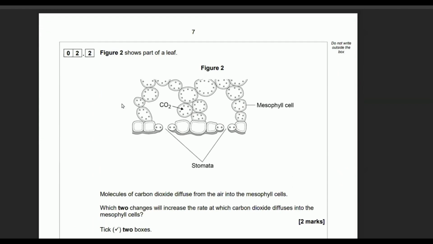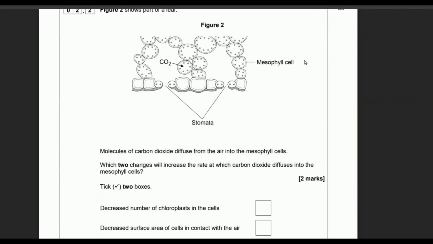2.2, figure 2 shows part of a leaf. Here we go. Mesophyll cell, carbon dioxide being pointed at in the cytoplasm of this mesophyll cell. We've got the stomata here, which are these two holes in the bottom of the leaf. Molecules of carbon dioxide diffuse from the air into the mesophyll cells. Which two changes that we can make will increase the rate at which carbon dioxide diffuses into the mesophyll cells? Which two changes can we do that will increase the speed of diffusion into them?